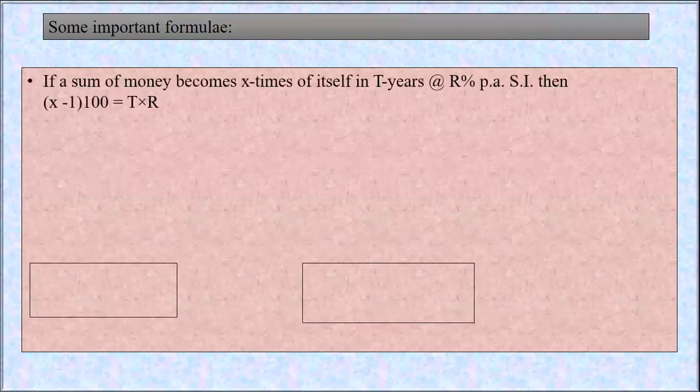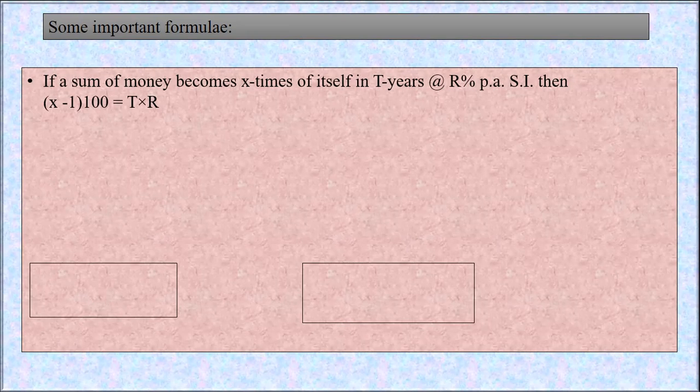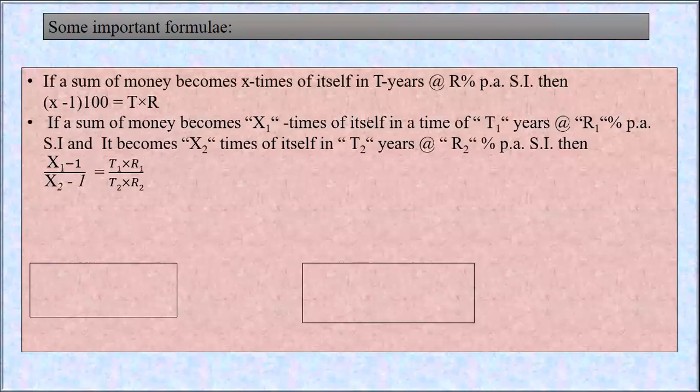Now let's take some of the commonly asked problems. For that, we can see some direct formulas. If a sum of money becomes x times of itself in t years at r percentage per annum under simple interest, then we can say (x minus 1) into 100 will be equal to t into r.